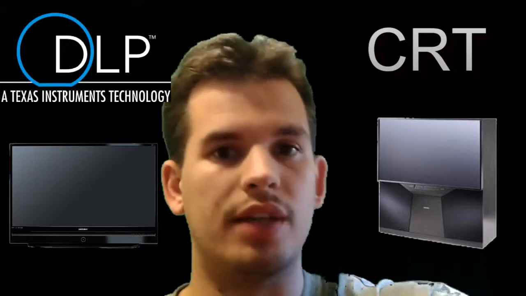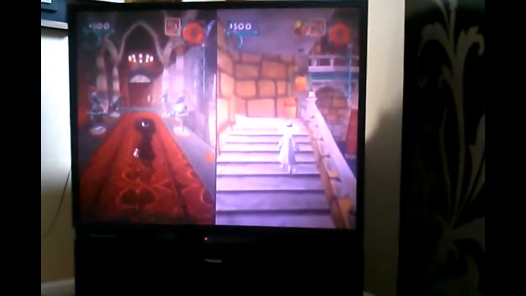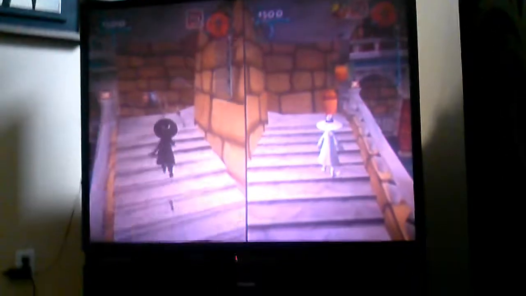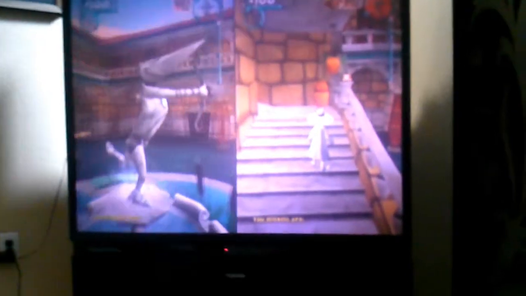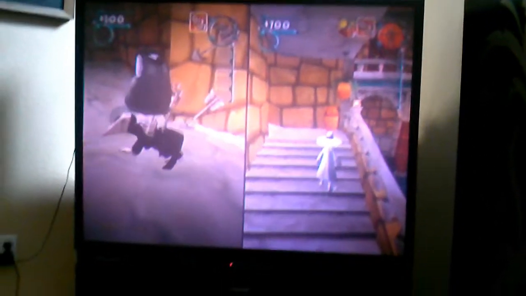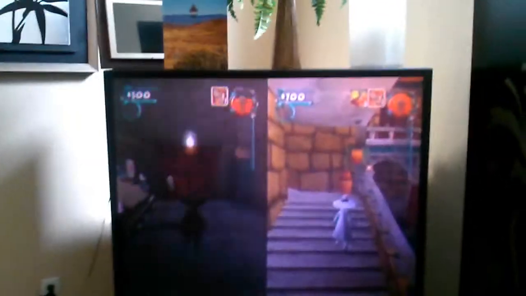This video is a comparison between projection television formats, DLP televisions and CRT televisions. So let's start with looking at CRT televisions. The first thing you'll notice is the aspect ratio is 4:3. However, much later they did make 16:9 CRTs. So here's what an image looks like on a CRT television.